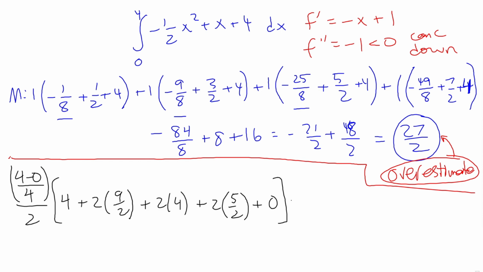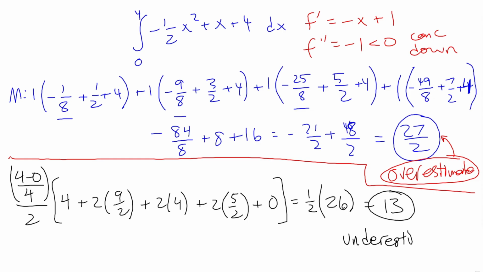And so now we end up with 1 half out in front of 4 plus 9 is 13, plus 8 is 21, plus 5 is 26. So we have half of 26, which is 13. And this time it's concave down, which means that a trapezoidal approximation is going to be an underestimate, right? And the midpoint and the trapezoidal will always be the opposite of each other.